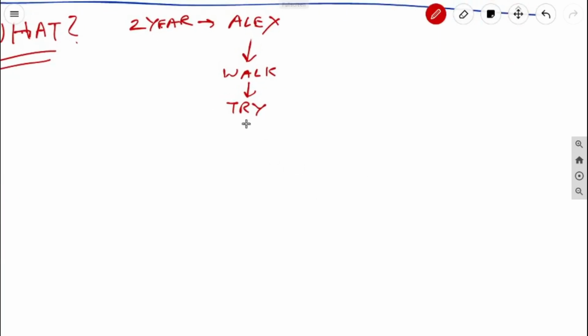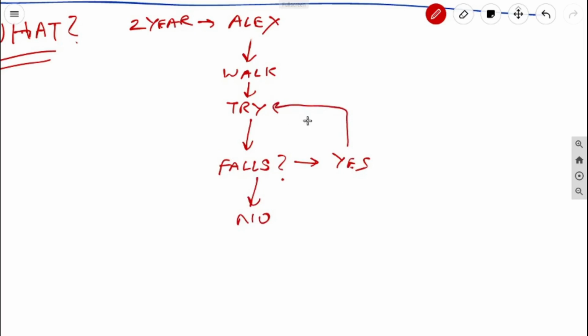So what are the two possible outcomes when a newborn baby or 2-year-old tries to walk? Right, he can fall. If he falls, what is he going to do? He's going to try again. Maybe he will do something differently this time. Maybe the first time he took his left leg forward and fell down, so this time maybe he'll try to take the right leg forward. He falls, he tries again, and this cycle continues. It continues till finally he does not fall.